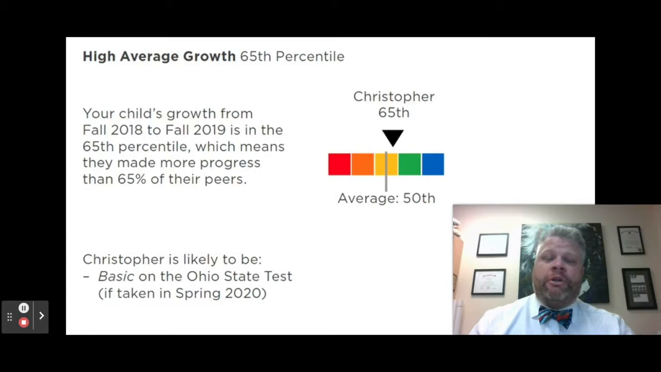The report also includes projections, which tell us how Christopher is likely to perform on future assessments, like the Ohio State test. Older students will also have projections for the ACT and the SAT exams. Although Christopher's score reflects his above average growth, he is not yet on track to be proficient on the state test.